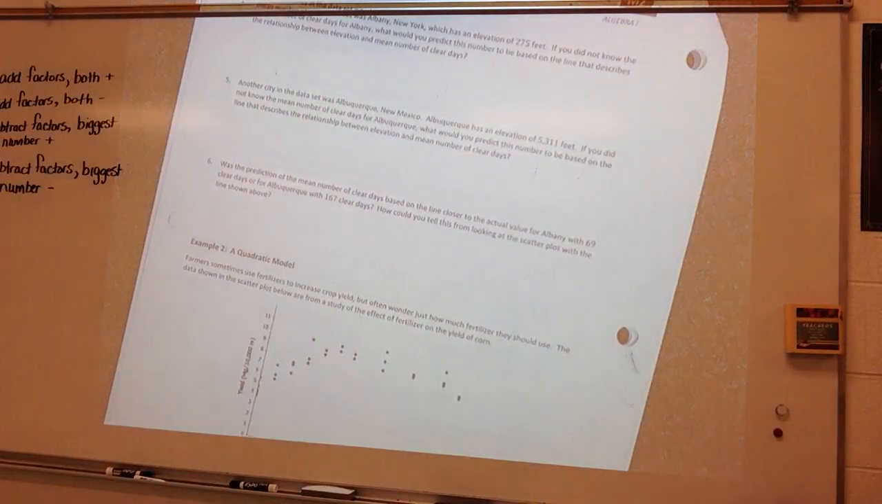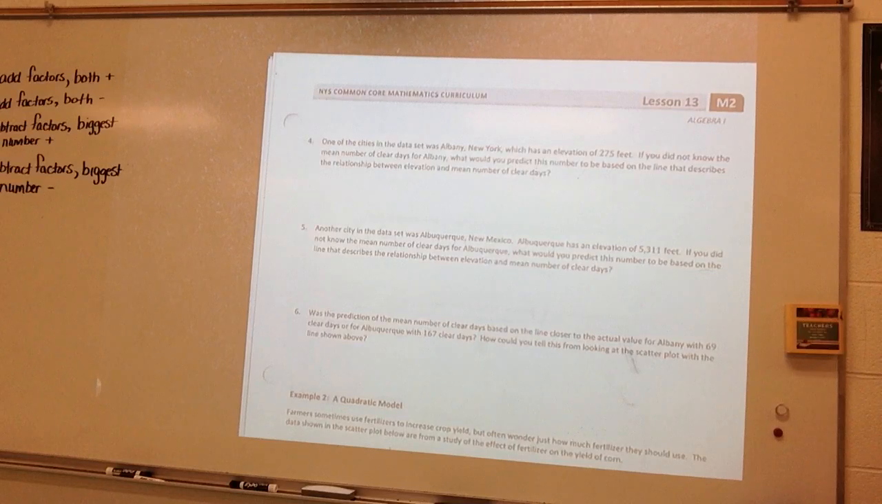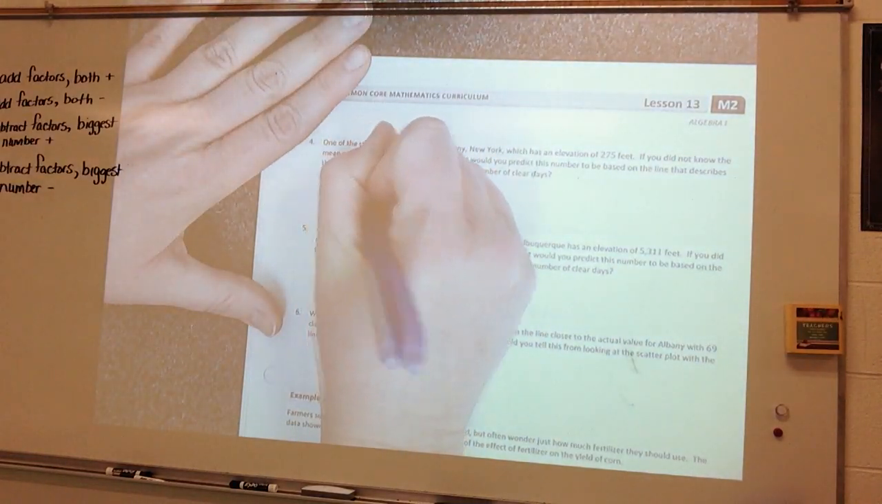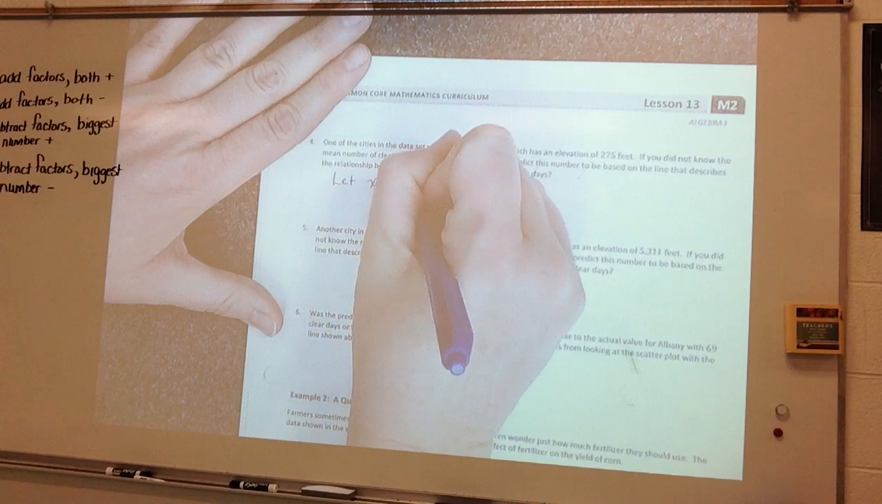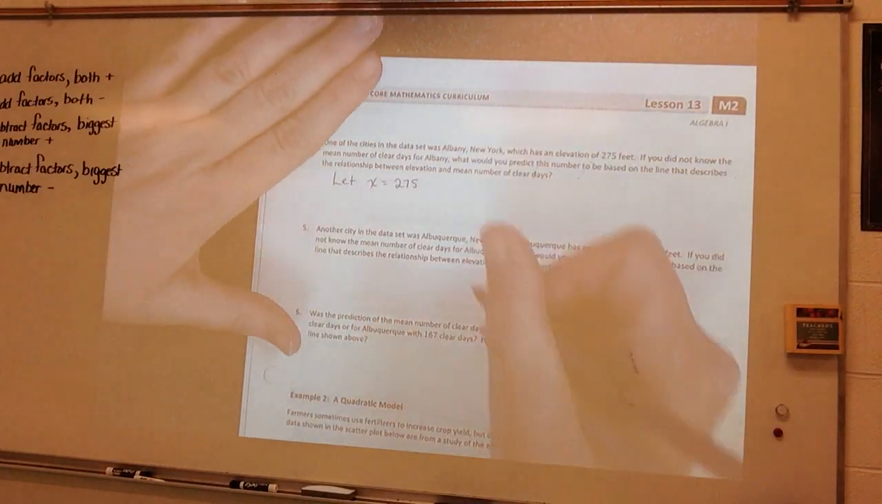One of the cities in the data set was Albany, New York, which has an elevation of 275 feet. If you did not know the mean number of clear days for Albany, what would you predict this number to be based on the line that describes the relationship between elevation and mean number of clear days? Well, I have the equation for my line, so I can let x equal 275 and then substitute the value into the model.